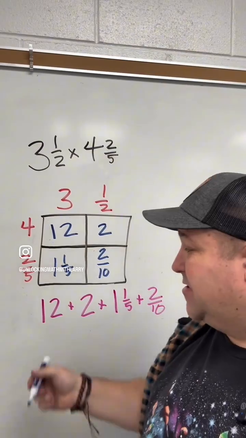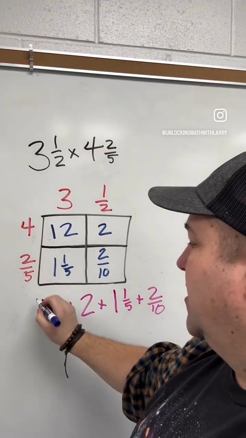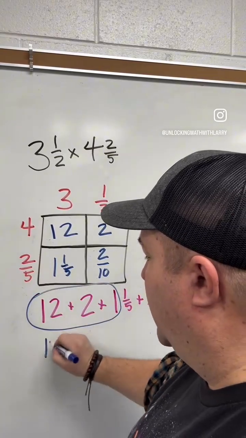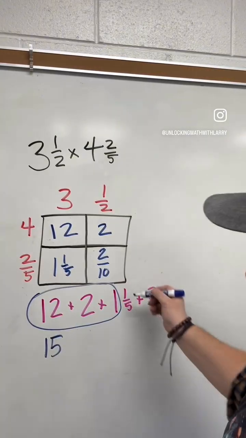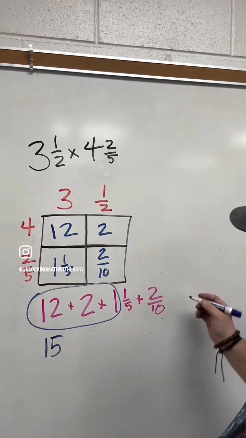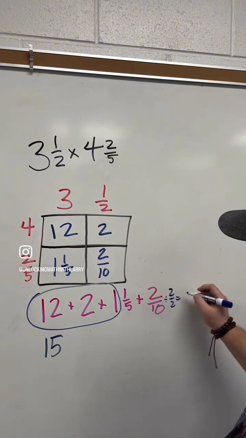And the last step is just to add our four partial products to get our total. So if I look at my whole numbers, I got a 12, a 2, and a 1, so 14, 15. So I got 15 for my whole number right now. Then I have to add 1/5 plus 2/10. We just gotta get common denominators. Looks like I can divide this one by 2 to simplify it. 2 divided by 2 is 1.